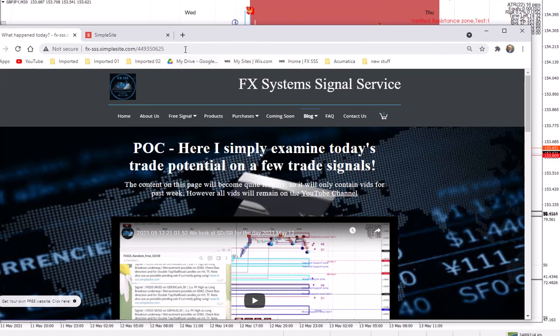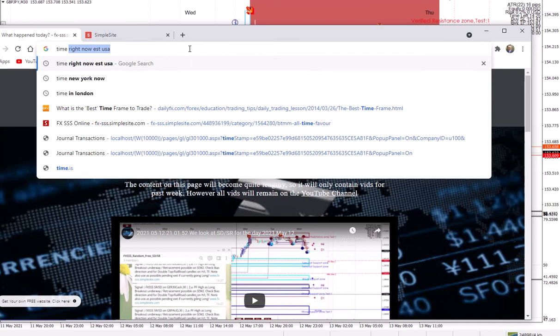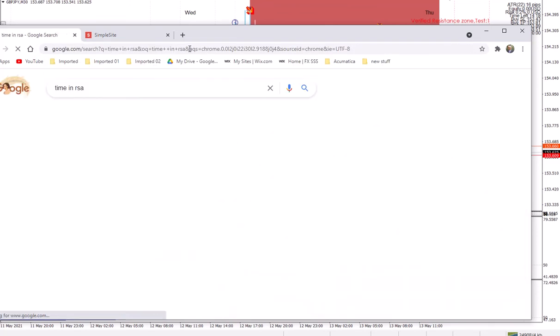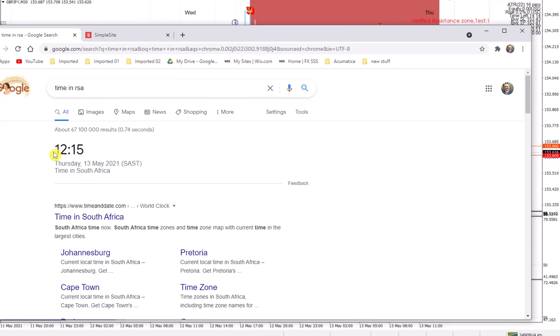Just to show you I'm not cheating, here's the time right now. I'm in RSA. Okay, that's the time right now. So we're following the trade.